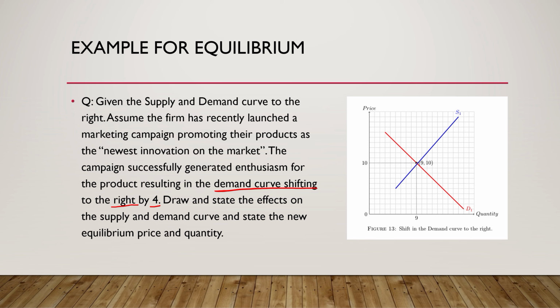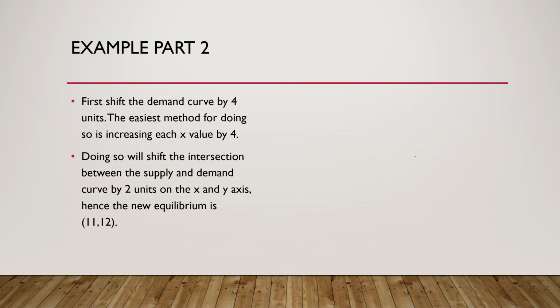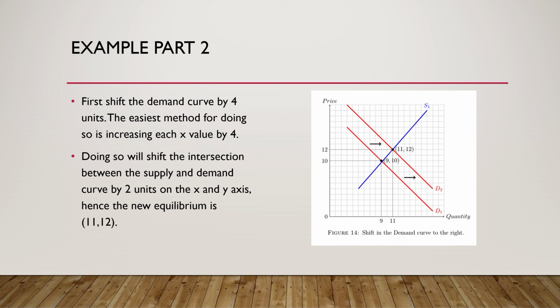As such, we can start from the equilibrium point here and move to the right 4. That would leave us at a point here, which if we create the general outline for a line, we see that a new point is created. This new point, where it intersects with the supply curve, is our new equilibrium. Cleaning it up, we can see here that the equilibrium has shifted to 11 and 12, with the demand curve obviously shifting to the right.